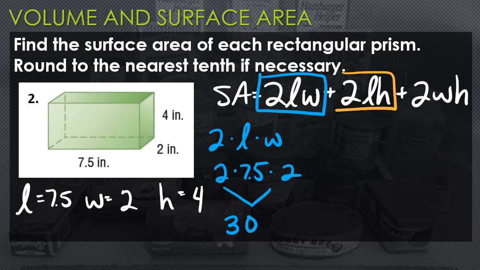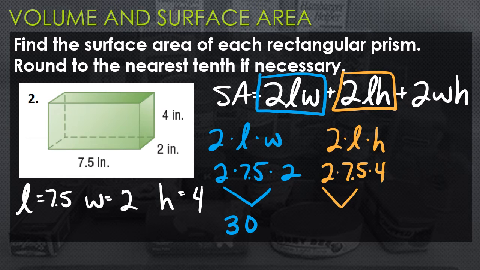So piece number 2 is 2 times length times height. So let's go ahead and do it. So we have 2 times 7.5 times, and our height is 4. So let's do that. 2 times 7.5 times 4 gives us 60. And we're 2/3 of the way there.